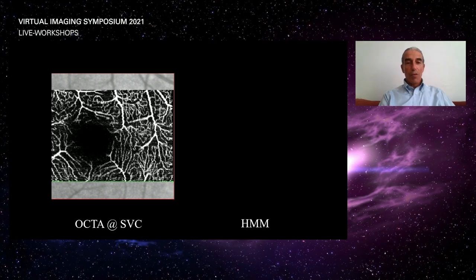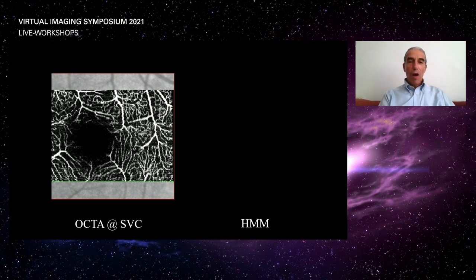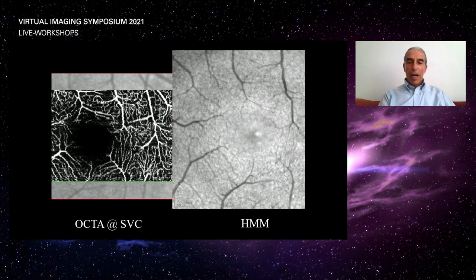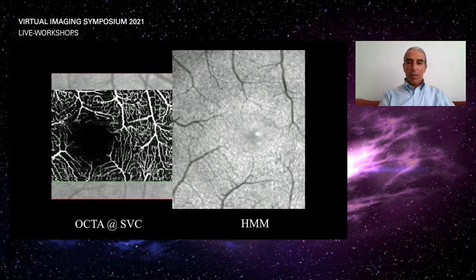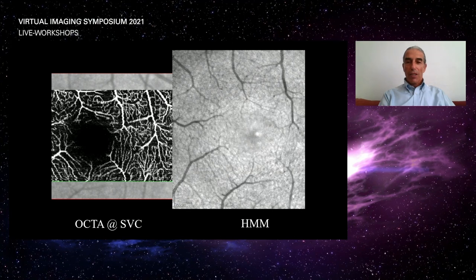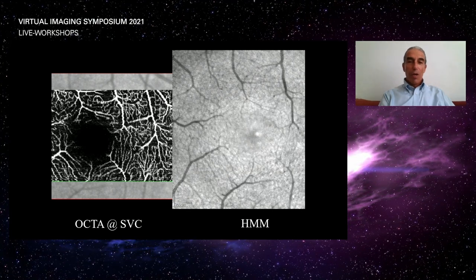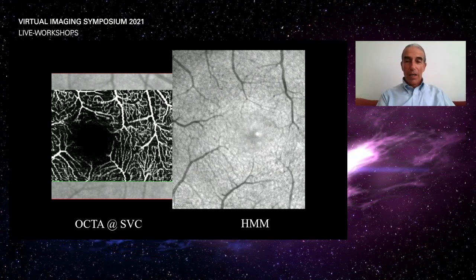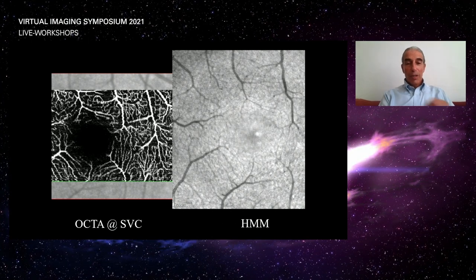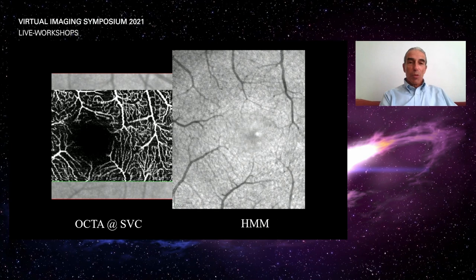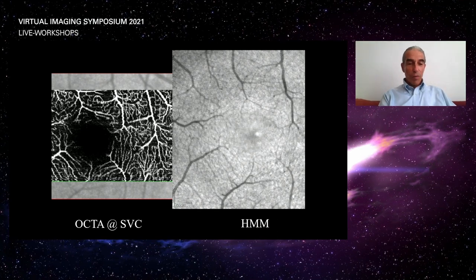If we take it to the other extreme, looking at OCT angiography versus high magnification, we can see similar perifoveal vascular anatomical landmarks with a simple lens added onto the Spectralis. So just with these two examples, it's possible to see that by combining imaging modalities, we can explore new frontiers.